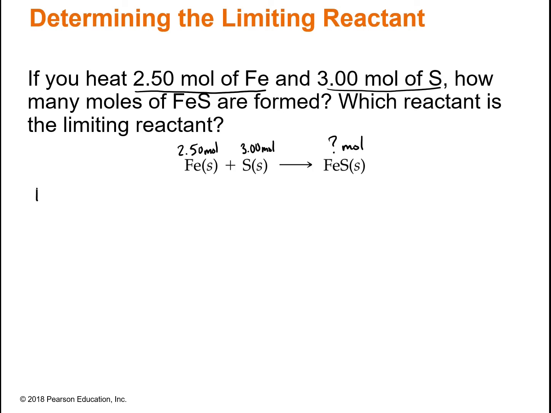The first step is to figure out how much iron(II) sulfide we would make if we had 2.50 moles of iron and unlimited sulfur.